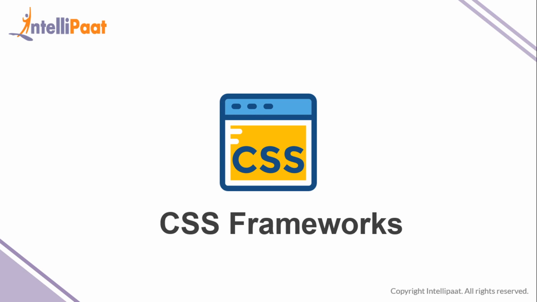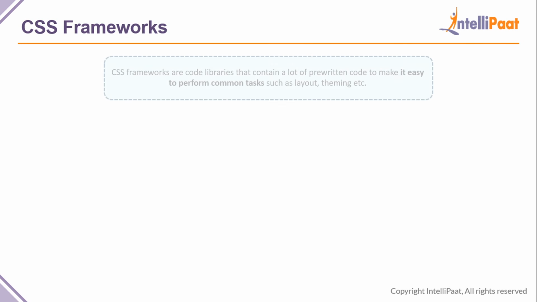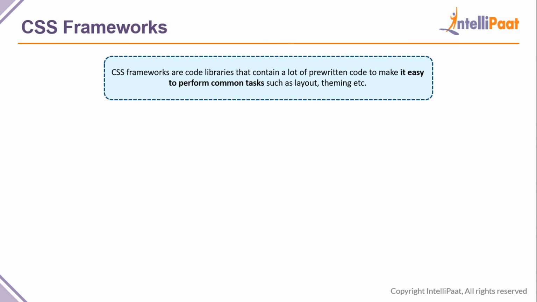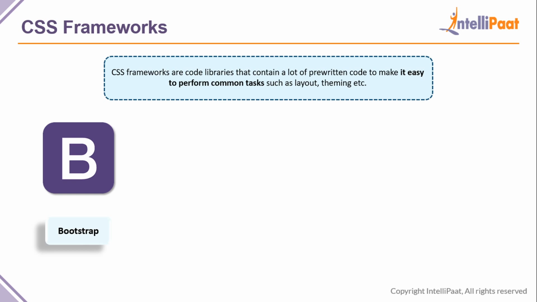Then there's CSS frameworks. Again, a framework basically takes care of some of the tedious tasks, and here there's a lot of pre-written code to make it easy for you to perform common tasks such as laying out stuff and theming your website, so on and so forth. So there's Bootstrap. It's developed by Twitter. So if you like Twitter's UI design and you want to replicate that, instead of doing it on your own, you can use Bootstrap as well. The default Bootstrap styles mimic the Twitter styles, and you can change them as per your convenience as well.